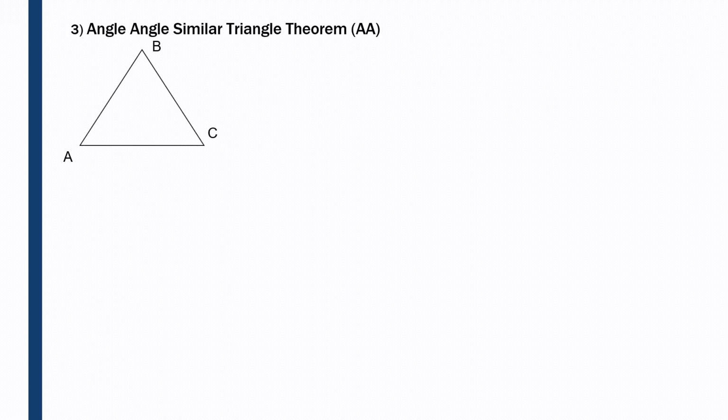Angle similar triangle theorem. The last theorem is the AA similarity triangle theorem. This theorem states that two triangles are similar if they have two corresponding angles that are equal in measure. So in this case, triangle ABC is similar to triangle DEF if angles A and D are congruent and angles B and E are congruent. We're going to prove this.